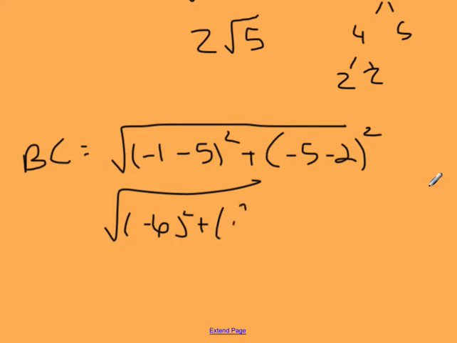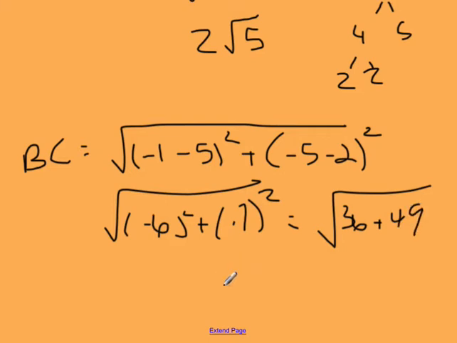of 36 plus 49. So then you get the square root of 85. So far we still do not have what we need. So now we need to check AC.